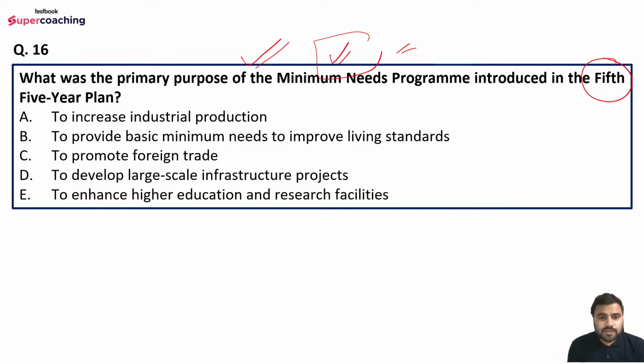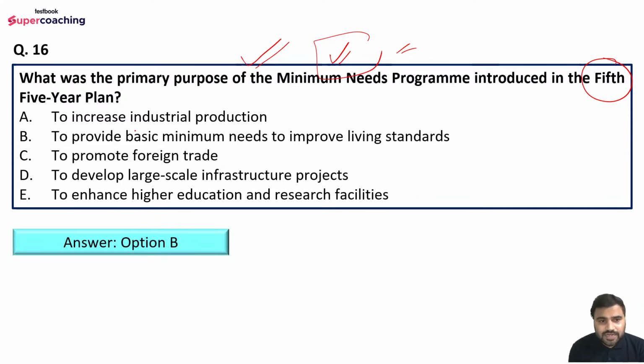What is basically the primary purpose of the minimum needs program which was introduced in the fifth 5-year plan? Options are: to increase industrial production, to provide basic minimum needs to improve living standards, to promote foreign trade, to develop large scale infrastructure projects, to enhance higher education and research facilities. So the right answer would be option number B, that is to provide basic minimum needs to improve living standards.